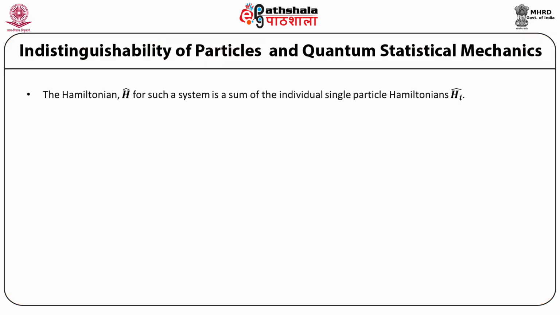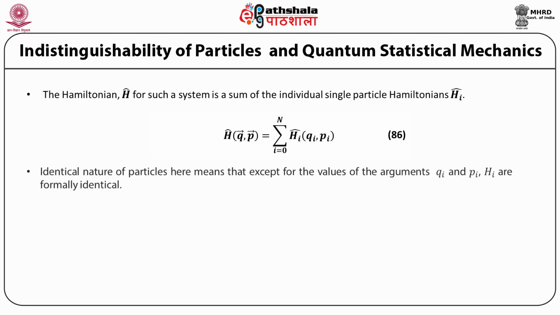We shall study these aspects by considering a gas of n non-interacting identical particles. The Hamiltonian operator H for such a system is a sum of the individual single particle Hamiltonian operators H_i. That is, H(Q, P) is equal to the summation over i from 1 to n of H_i(Q_i, P_i). Identical nature of particles here means that except for the values of the arguments Q_i and P_i, the H_i are formally identical.